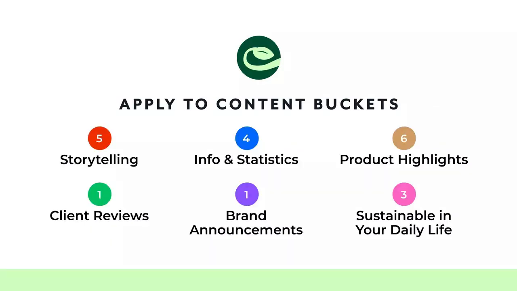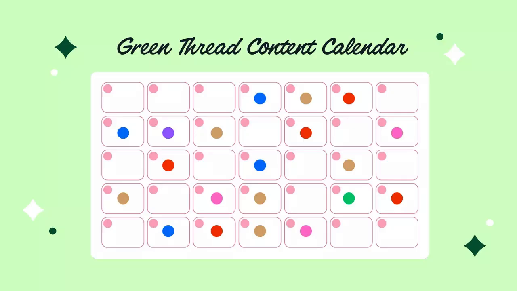Now let's distribute these posts across your content buckets. Following the content bucket percentages we laid out, her distribution might look like this: 6 product highlights, 5 storytelling posts, 4 information and statistic posts, 3 sustainability fun facts, 1 client review, and 1 brand announcement. Space these out across the month to maintain a varied and interesting feed.